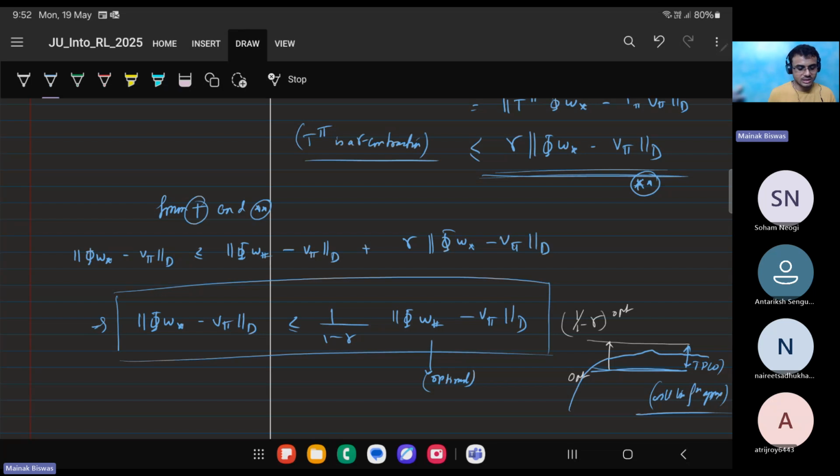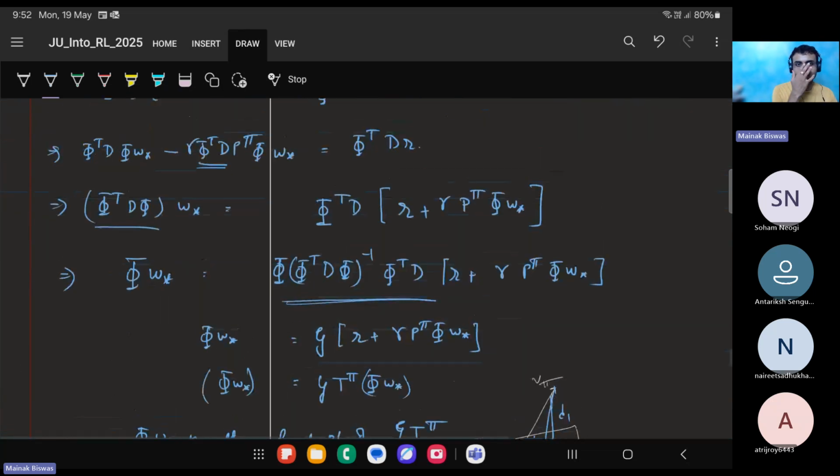So from next day, we'll see off policy TD0 and then Q learning using linear function approximation, and then slowly move into policy gradients. So if there are any questions you want to ask regarding today's session.